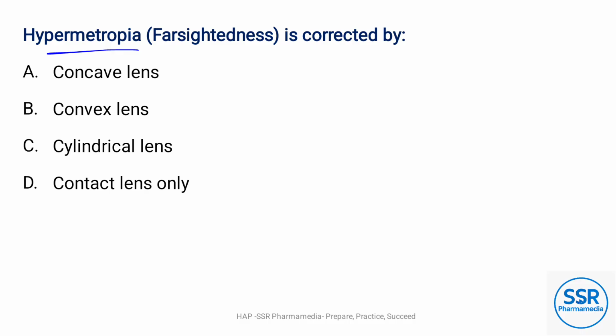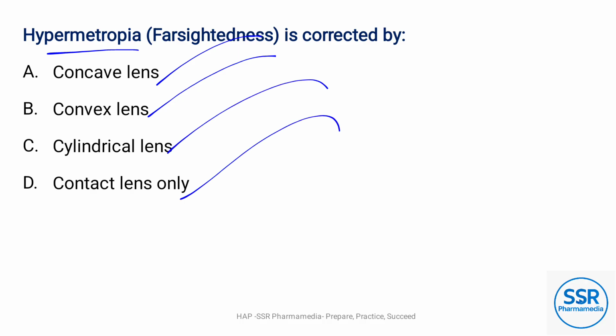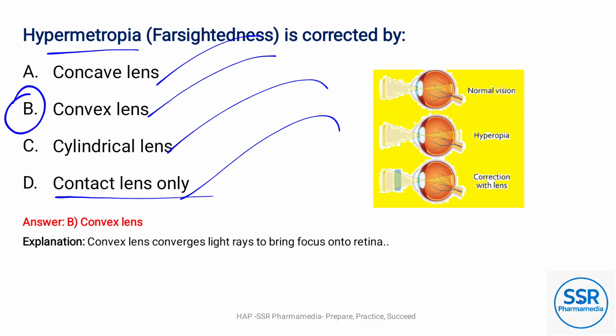Hypermetropia is corrected by option A concave lens, option B convex lens, option C cylindrical lens, option D contact lens only. So the answer is option B, convex lens. A convex lens converges light rays to bring focus onto the retina.